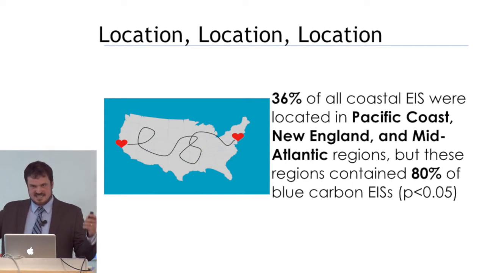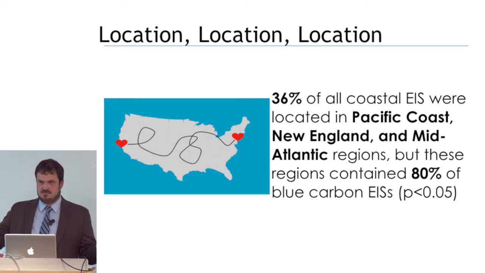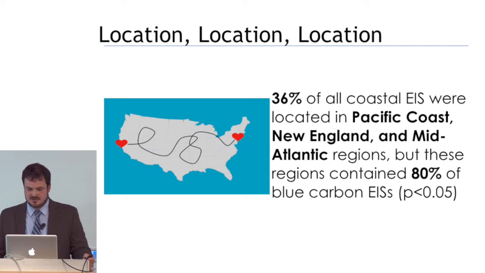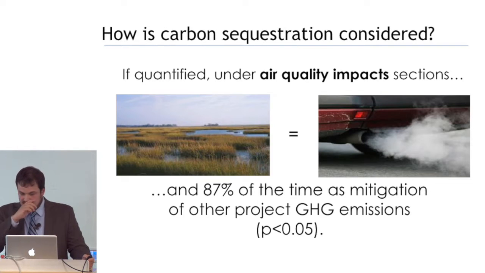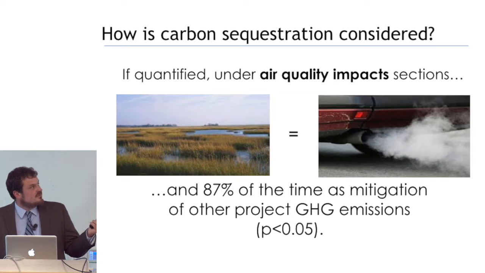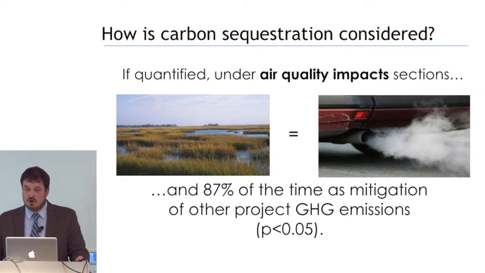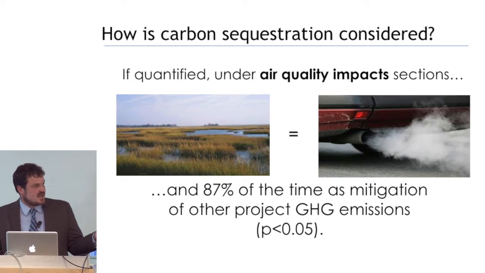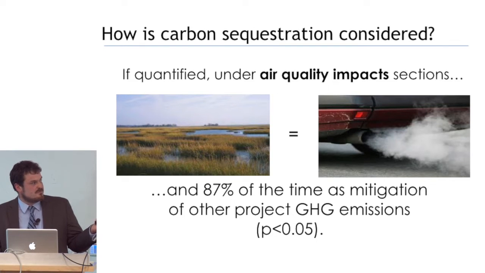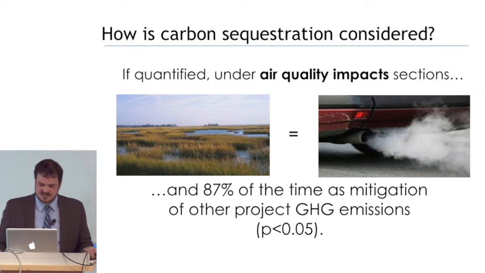So if you remember, the second question was how is it being considered, right? Not just what are the conditions under which drives the consideration of this ecosystem service. So if coastal carbon sequestration was quantified, it was almost always quantified under an air quality impact section. And this actually differs strongly with forests, which always considered them separately as its own impact. And 87% of the time, any discussion of coastal carbon sequestration was as a form of mitigation for other project greenhouse gas emissions. And so what do I mean by that?